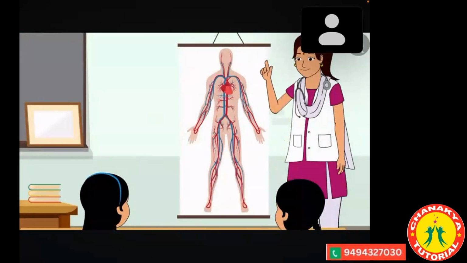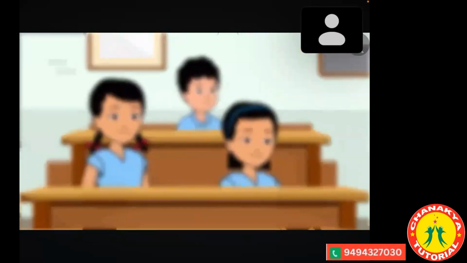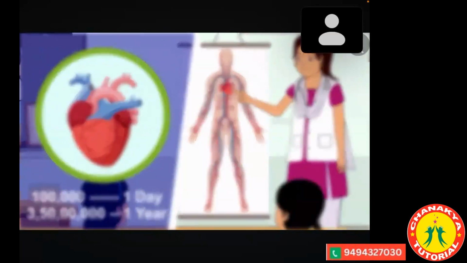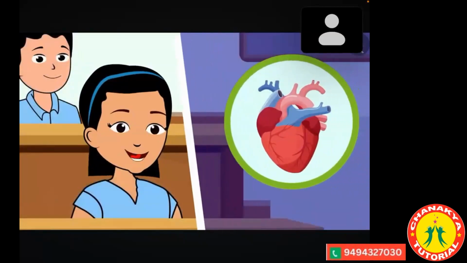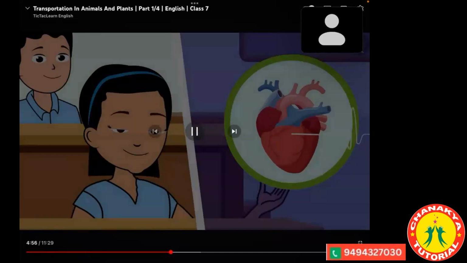Do you know, children, how many times does our heart beat in a day? No, Didi. Our heart beats 1 lakh times in a day. Our heart does a lot of hard work. No doubt it is strong. It is a small organ, but it is the most powerful organ of the body, and almost 1 lakh times per day it beats. The strongest part of our body.